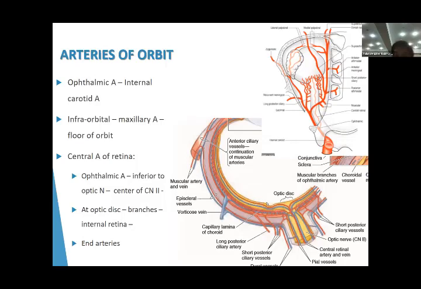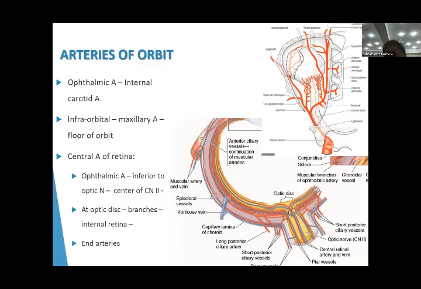ये देख लीजिए, ये red जो है, these are the arteries. ये देख लीजिए, सारे अंदर multiple branches हैं. They all supply the internal surface of the retina. एक बात मत भूलिए, please always remember, the central artery of the retina is an end artery. It's an end artery. The branches be there, end arteries.